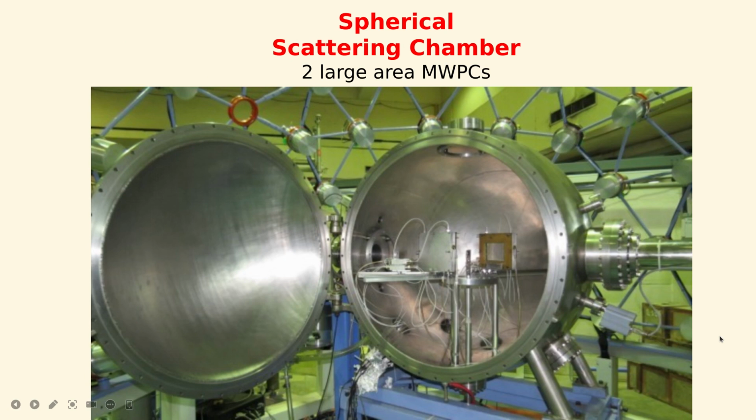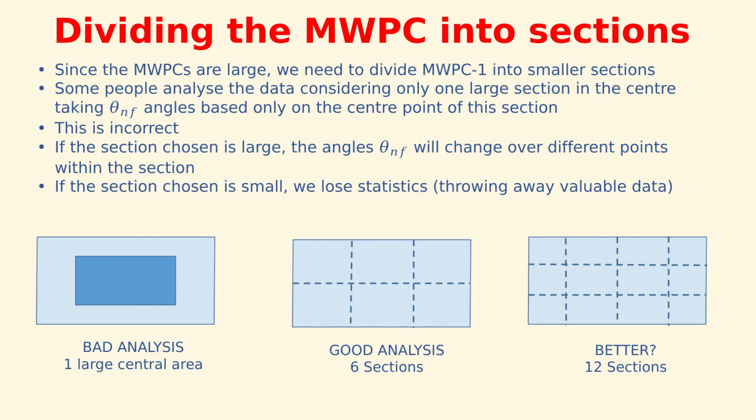So this is why two multi-wire proportional counters are in use. But important is that these are large area, so the multi-wire proportional counter is not small. So when you detect the fission fragment, you can't ignore the fact that it's a large area position sensitive detector, and the precise place where the fission fragment has been detected inside this detector is very important to determine the precise angle at which the fission fragment came.